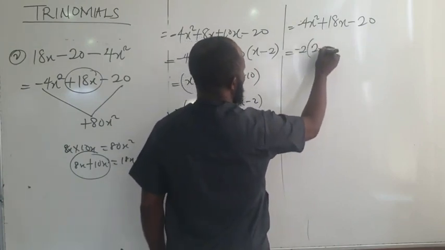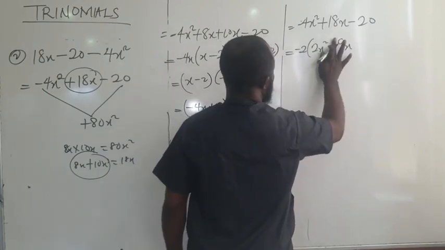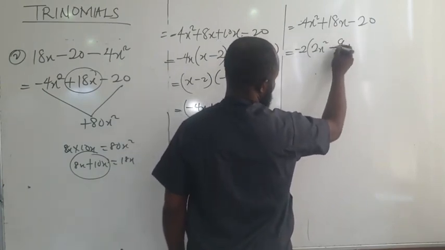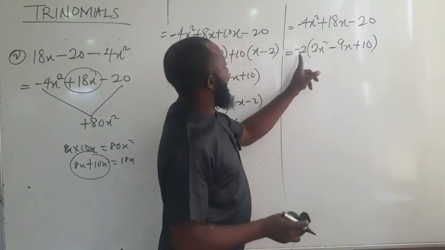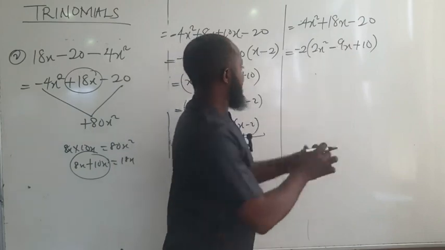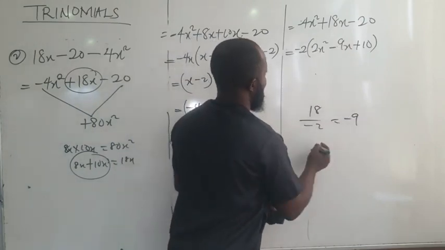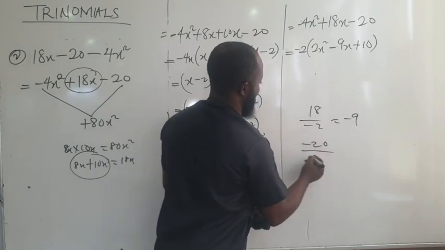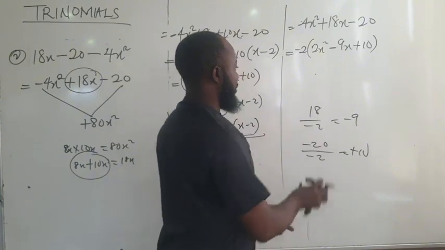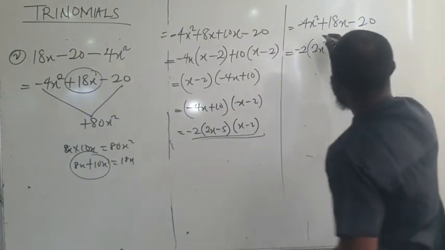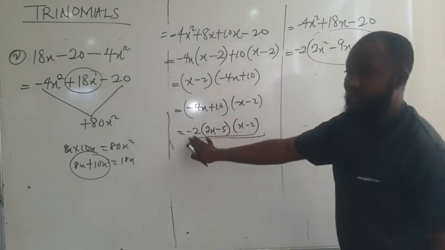This will become 2x squared plus 10... rather, 2x squared, then 9x, then this will become plus 10, because you are dividing this one by the negative. So 18 divided by minus 2 will give us minus 9. Then minus 20 divided by minus 2 will give us plus 10. That's what we have. So you now factorize what you have inside these brackets.